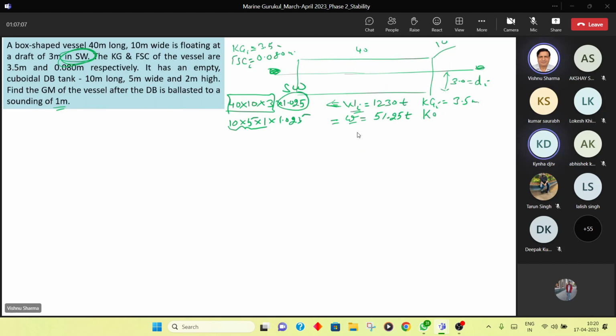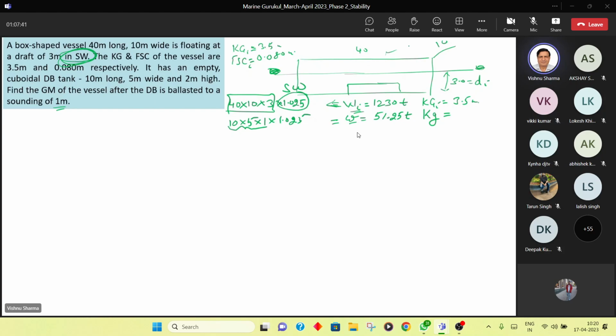What will be the KG of the water ballast? Somebody had a question, please ask. Sir, is it important to show this second cuboidal DB tank in the diagram? If so, can you show? No need. I can show it wherever I want, but it will not serve any purpose. It can be anywhere along the length, anywhere along the breadth, it doesn't matter. In this diagram it will not come.